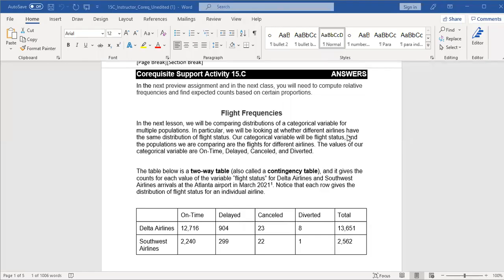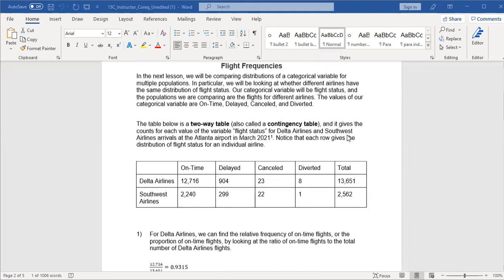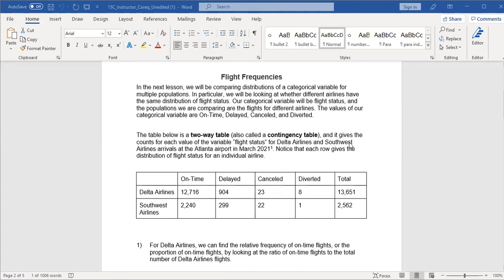Welcome to Support Activity 15C, Flight Frequencies. The table below is a two-way table, also called a contingency table, and it gives the count for each value of the variable flight status for Delta Airlines and Southwest Airlines arrivals at Atlanta Airport in March 2021. Notice that each row gives the distribution of flight status for an individual airline.